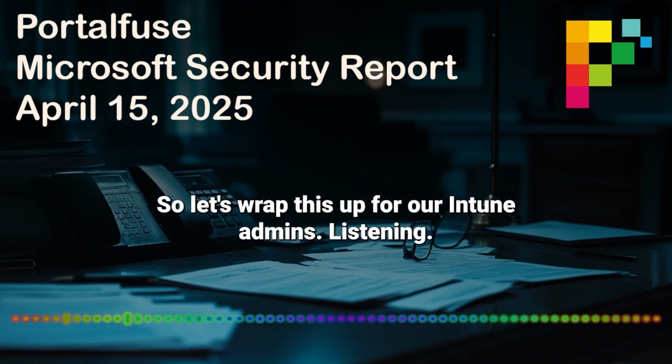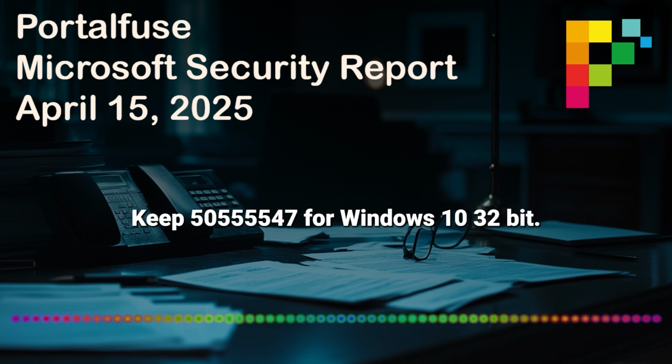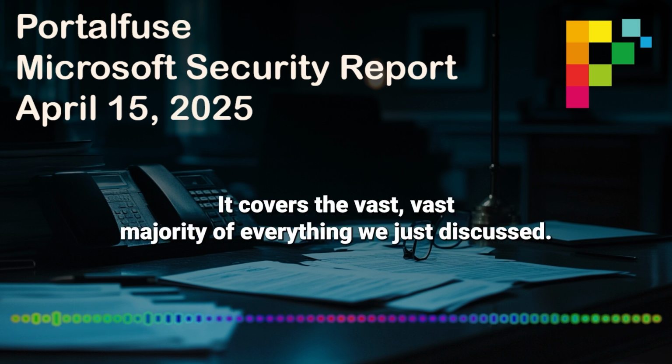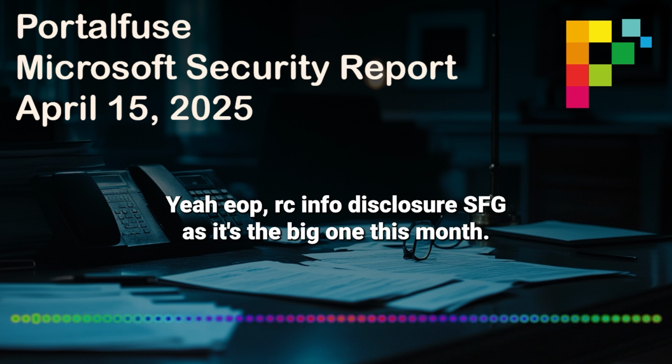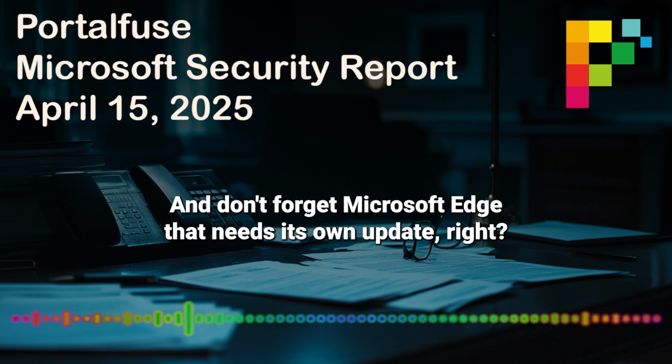So let's wrap this up for our Intune admins listening. The main takeaway. Well, it seems pretty clear. KB5055547 for Windows 10, 32-bit and x64, is absolutely critical. It covers the vast majority of everything we just discussed. Yeah. EOP, RCE, info disclosure, SFB, DoS. It's the big one this month. Get that tested and deployed as soon as feasible. Prioritize it. And don't forget Microsoft Edge. That needs its own update.